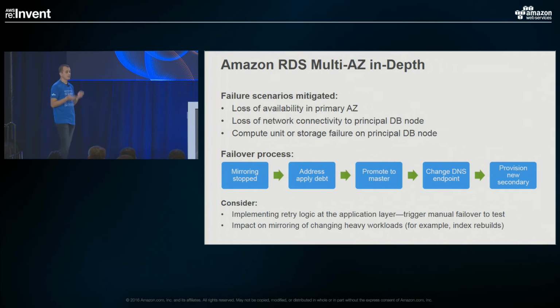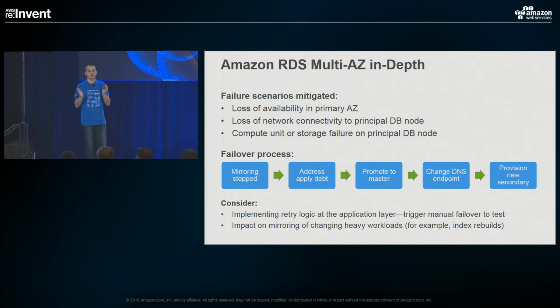And in the event of a detected failure, we stop DB mirroring, we promote the secondary to a primary, we remap the DNS endpoint to the IP address of the new primary and provision a new secondary. The DNS endpoint actually has a time to live of 60 seconds. So the whole process, from failure detection to recovery, can take a few minutes.